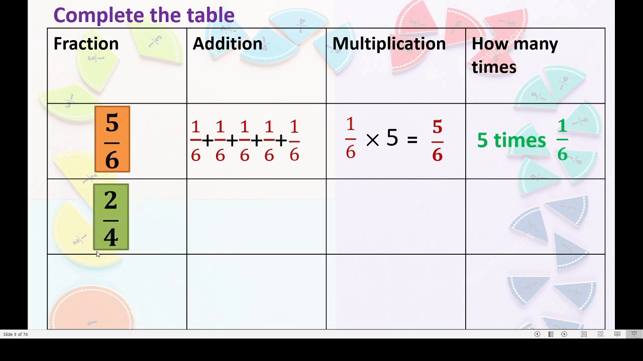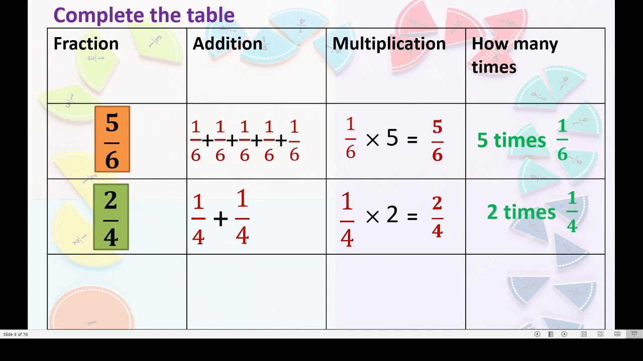One more. 2 upon 4. Yes, children, can you tell me the addition form of this one? Yes, you are right. 1 upon 4 plus 1 upon 4. The answer is 2 upon 4, isn't it? Now in the multiplication form, 1 upon 4 multiplied 2 times, isn't it? So we will get 2 upon 4. Now how many times? 2 times 1 upon 4. Isn't it easy?